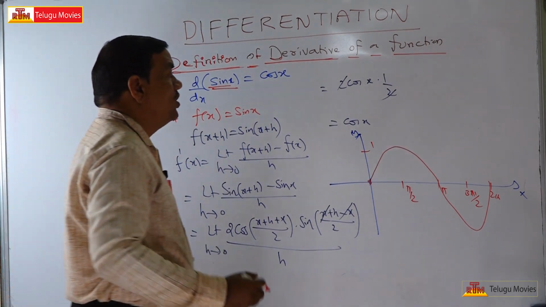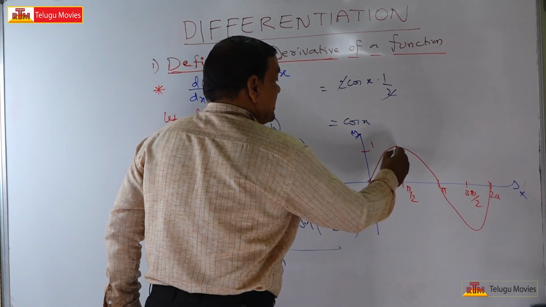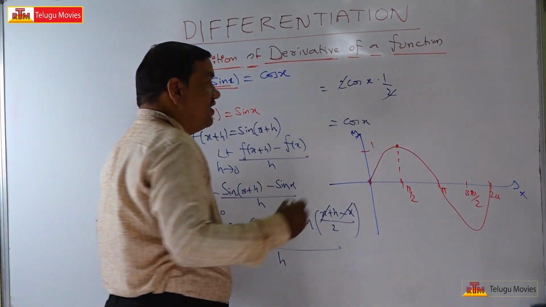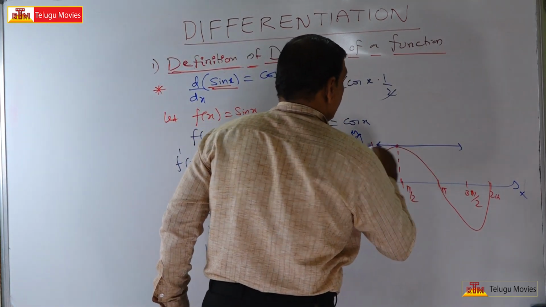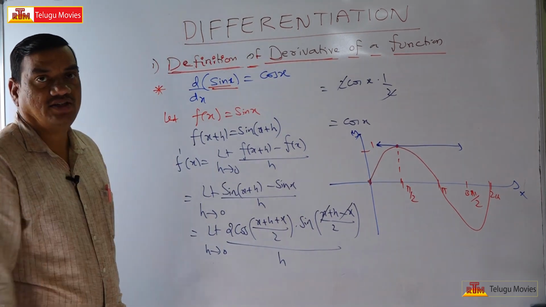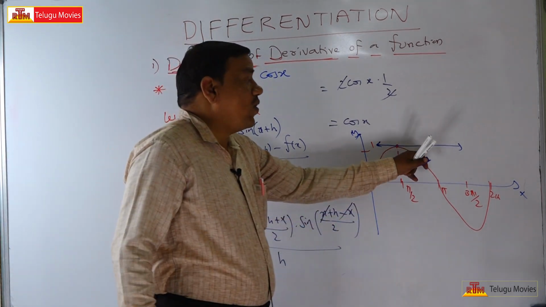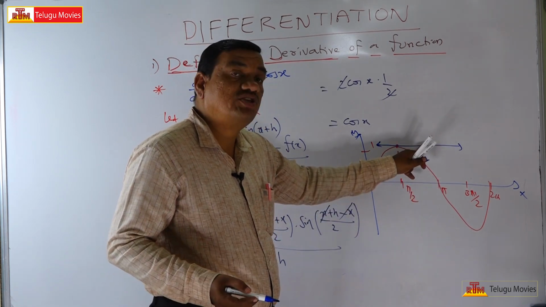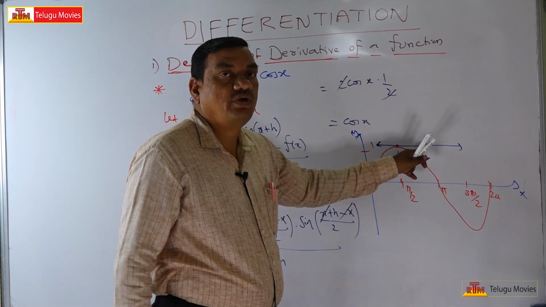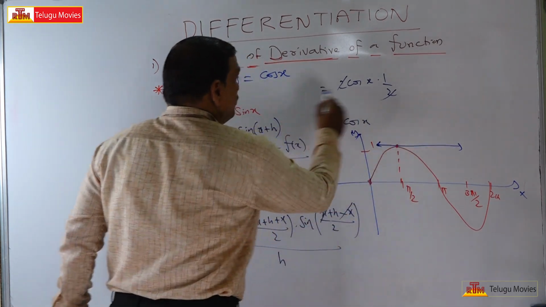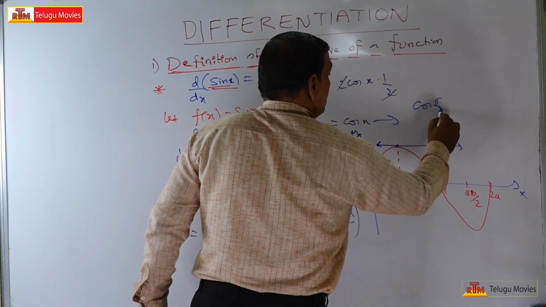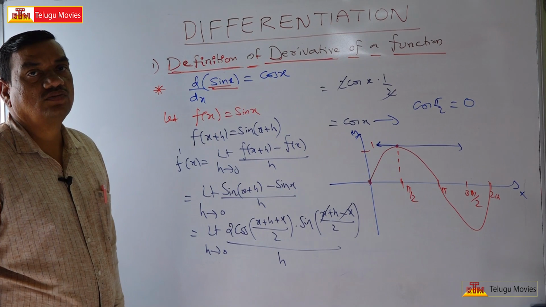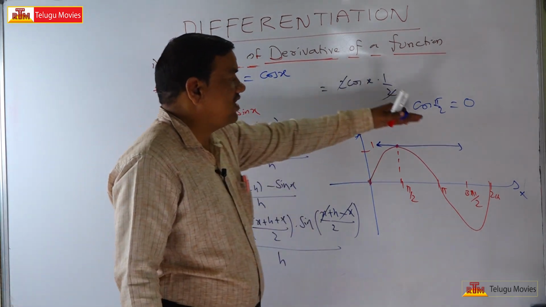For example, if you want to draw a tangent at x is equal to pi by 2, definitely it will be a horizontal tangent. What is the slope of this tangent? Since it is horizontal, parallel to the x axis, the slope is 0. Why? Because it is parallel to the x axis. Now, substitute here: cos pi by 2 value is 0.